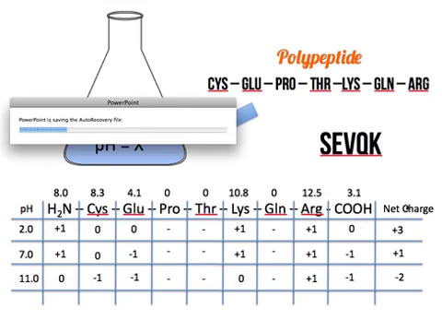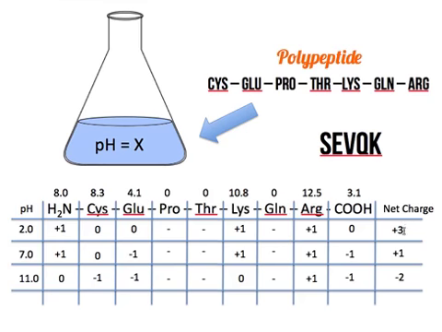Now, about the PI, notice this one got +3 at pH 2, this one got +1 at pH 7, and this one at 11 got a -2. Well, the definition of PI is the pH at which, say, a polypeptide is 0. It's that pH where it's neutral. Okay, well, notice it's kind of in between these two, right?